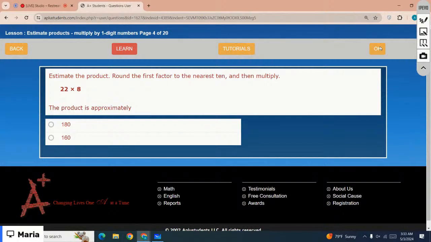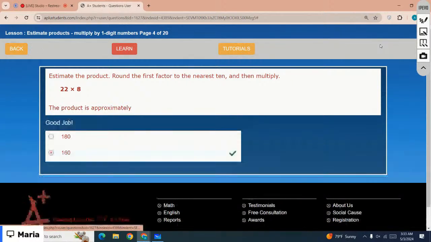Estimate the product, round the first factor to the nearest 10 and then multiply. So which is the correct option? You have 22 times 8. 22 is rounded off to 20 and 8 times 2 is 16, so that is 160. The correct option is 160. Okay, you can complete the lesson by yourself later today. Then let's carry on with the same lesson.